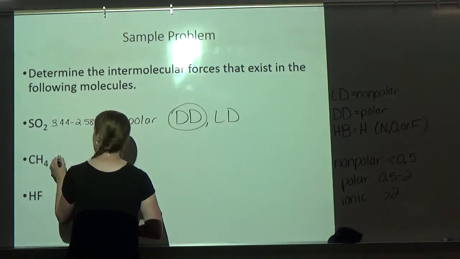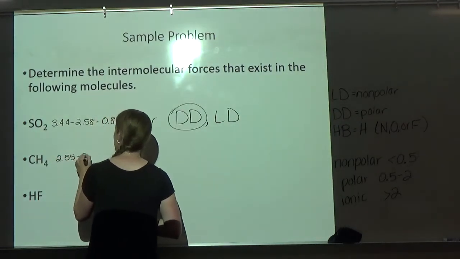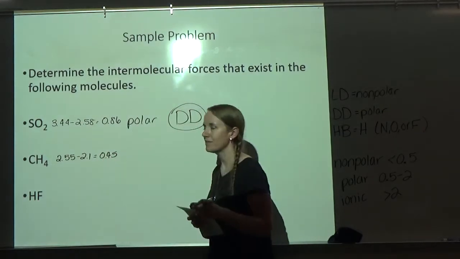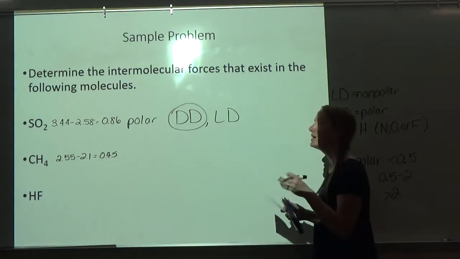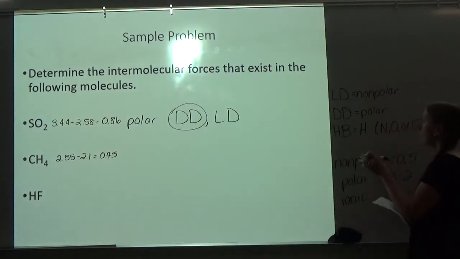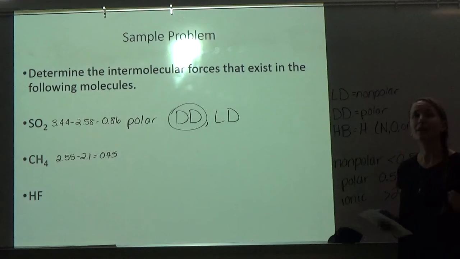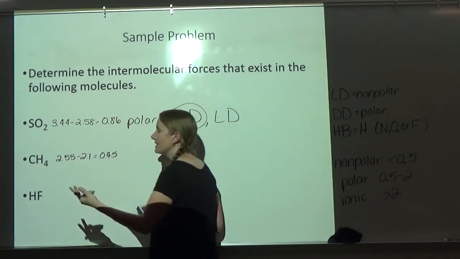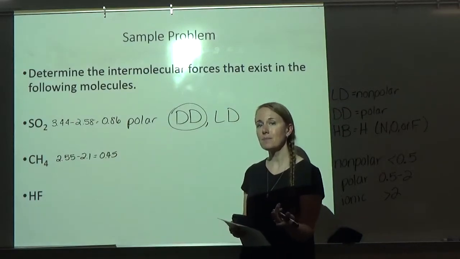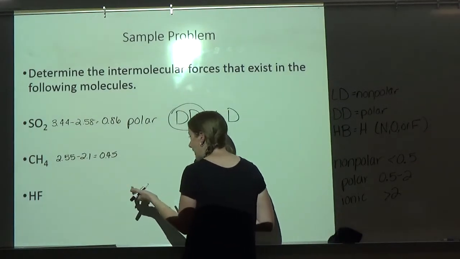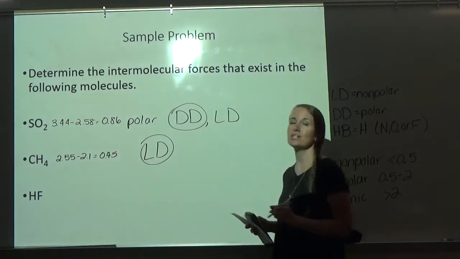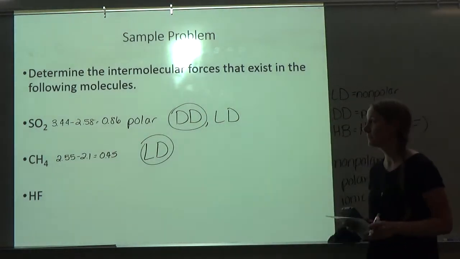So C is 2.55 and H is 2.1. So when I subtract, I get 0.45. Now, technically that's still slightly polar, but because it's such a small difference, we normally consider it nonpolar. But even if you didn't, when you draw CH4, it's tetrahedral, so all your dipoles would cancel out either way. So since it is nonpolar, it only experiences London dispersion forces.